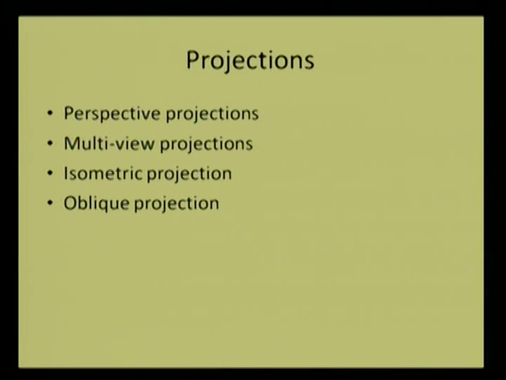As we talked about, we need to know the types of projection. If we see, there are four types of projection. The first one is perspective projection, another one is multi-view projection, the third one is isometric projection, and the fourth one is oblique projection. Now these projections are all different from each other in various manners. In the next part we will see how we can differentiate between these kinds of projections.